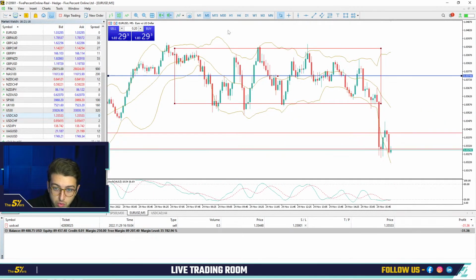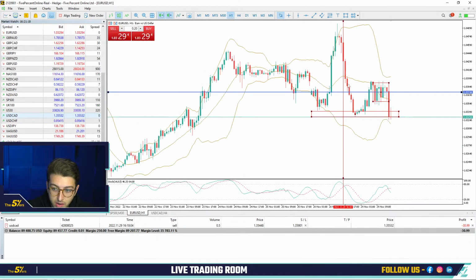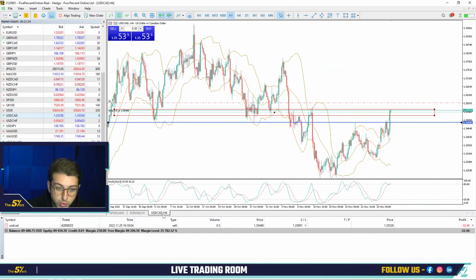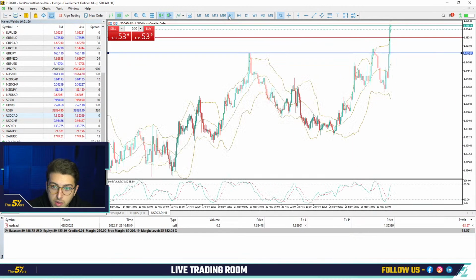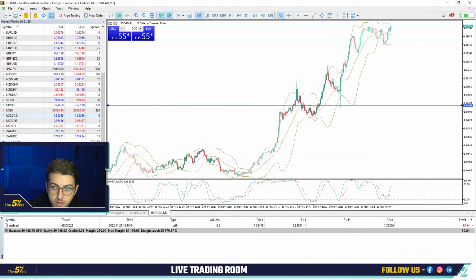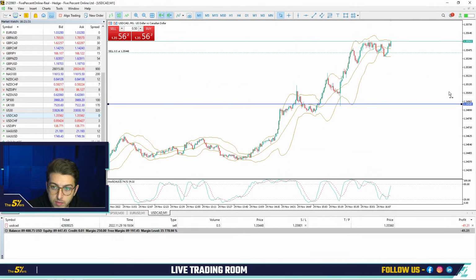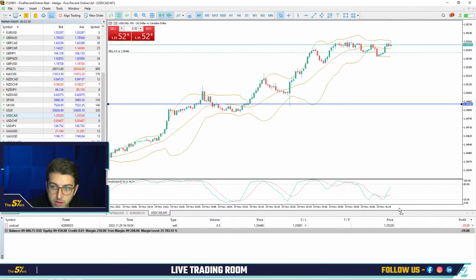I have to look at the euro dollar as well. If the euro dollar breaks down strongly, I will have the dollar CAD pushing on the upside. So let's look. Actually, it's starting to make a new high. Didn't succeed yet.